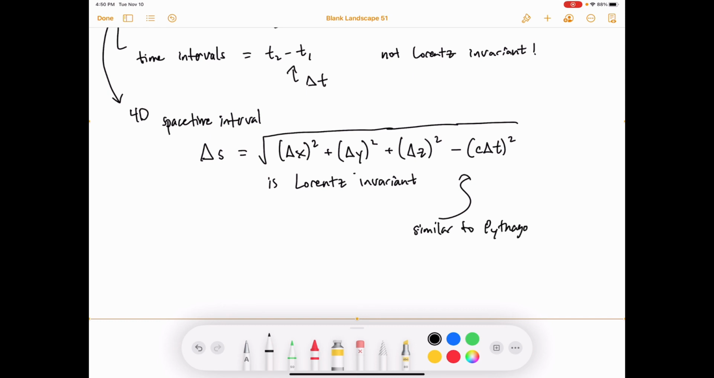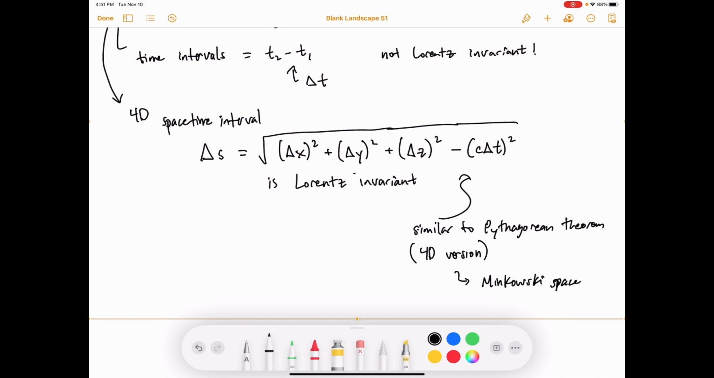So this is similar to the equation we use to calculate the hypotenuse of a right triangle. Okay? But it's in 4D space. So you can think about this as the four-dimensional version of the Pythagorean theorem, not in normal flat space, but in something called Minkowski space.